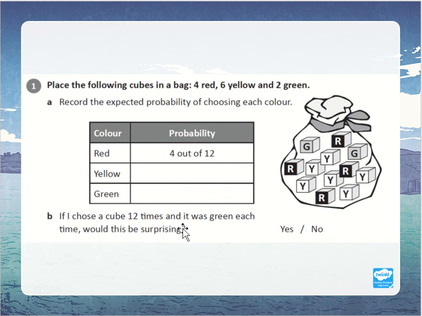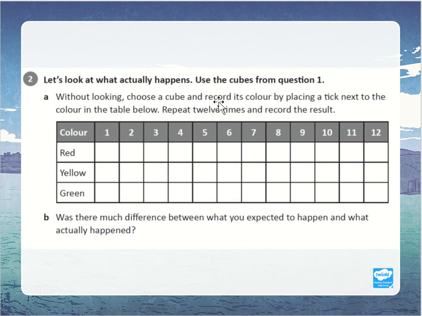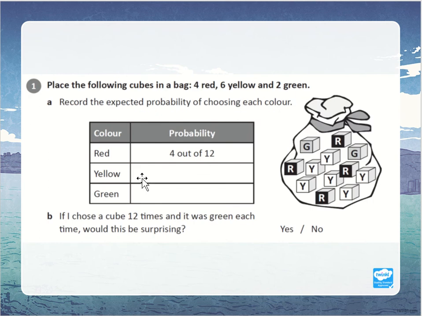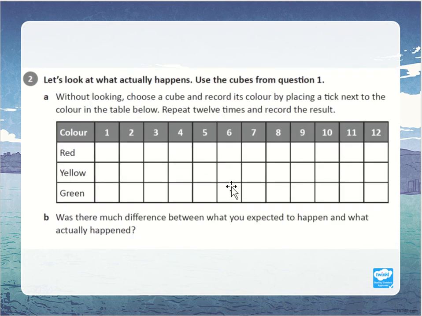If I choose a cube 12 times and it was green each time, would this be surprising? So you're going to circle yes or no. All right, let's have a look at what actually happens. See if you can actually do this. You can even use bits of colored paper, you can use Legos, you can use different things, put them all into a bag. Make sure there's 12 of them, 4 red ones, 2 greens and 6 yellows, and then pull them out and see which one you get.